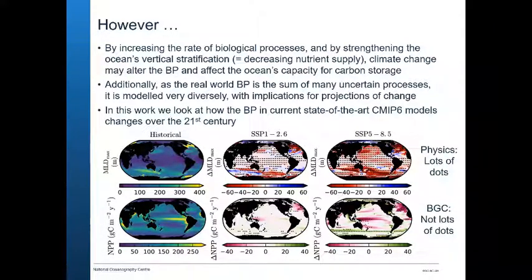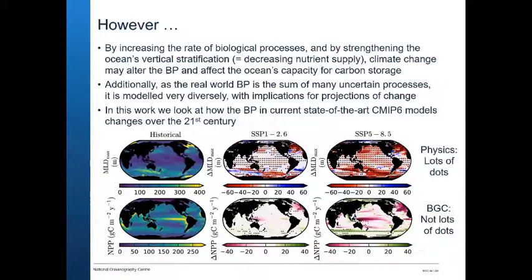And this, again, has implications for how it's projected into the future. So for this work, we're looking at how the biological pump in the current generation of CMIP6 models has changed over the 21st century. I'm just showing a couple of pictures at the bottom to show some of the things that are important for it.